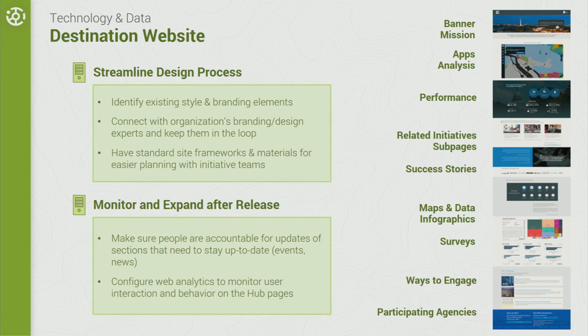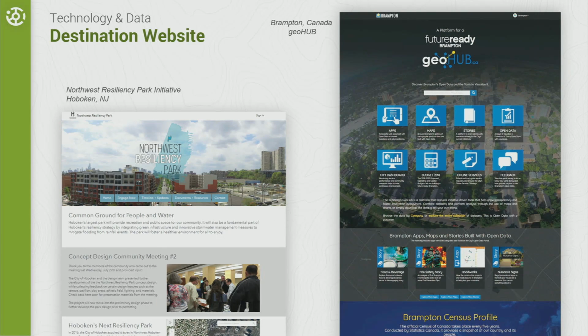And of course, you can do different designs as well. We've seen some really creative designs. I have a few examples here. We have the Northwest Resiliency Park Initiative, which has a great site, and also Brampton, Canada's GeoHub, which is a very different looking site than a lot of the hubs, and we always gush about it. It's a great example of the customization that you can use within the ArcGIS Hub sites framework. And the branding. Yeah, exactly.